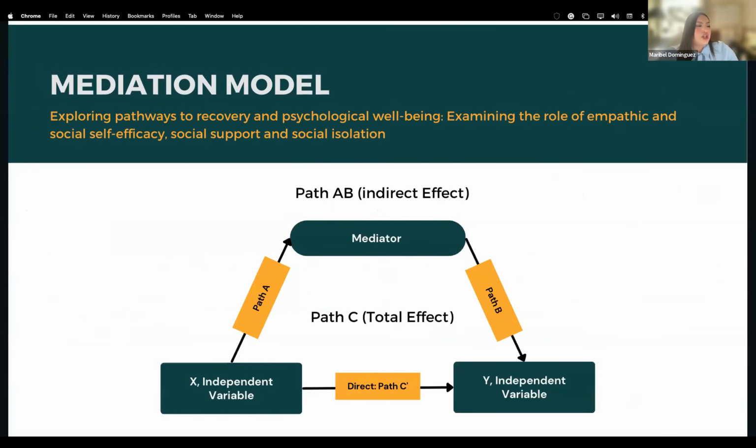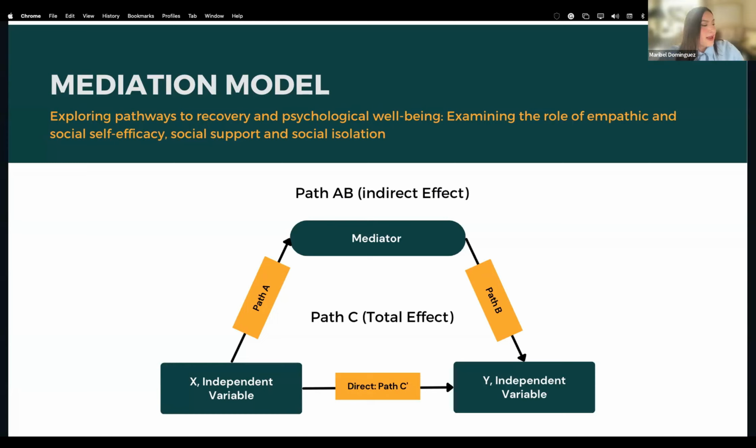This is a mediation model with more detail that I wanted to explain because I'm going to go over these for the results. If you see, we have the mediator and the X variable, which is the independent variable. Actually, my apologies, that's a typo. The X is the independent variable and the Y is the dependent variable. I have a typo, my apologies.